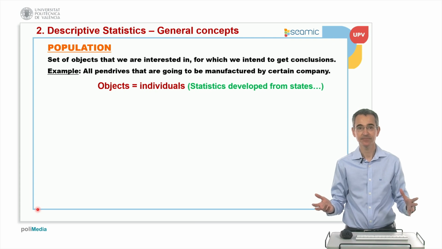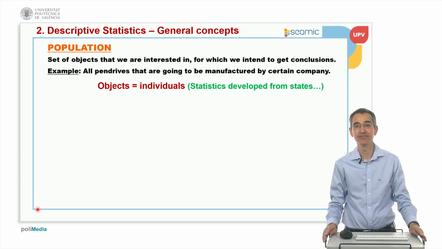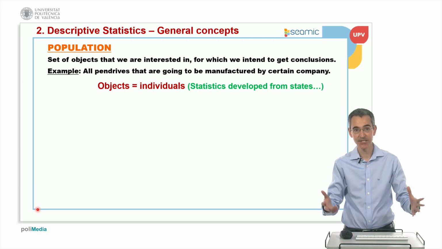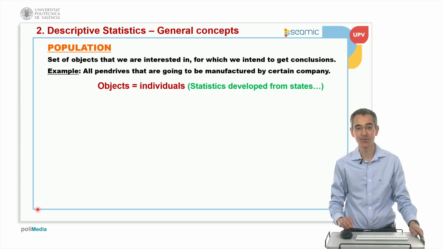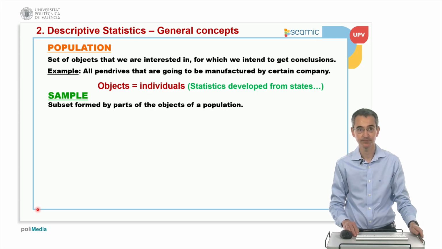The reason is that statistics as a science was developed from states, from governments that wanted to get information from the people living in the countries. So usually individuals refer to persons, to people, but now in statistics it is a more general concept. So we say that we have information from individuals or from objects, but the concept of individual can be anything.